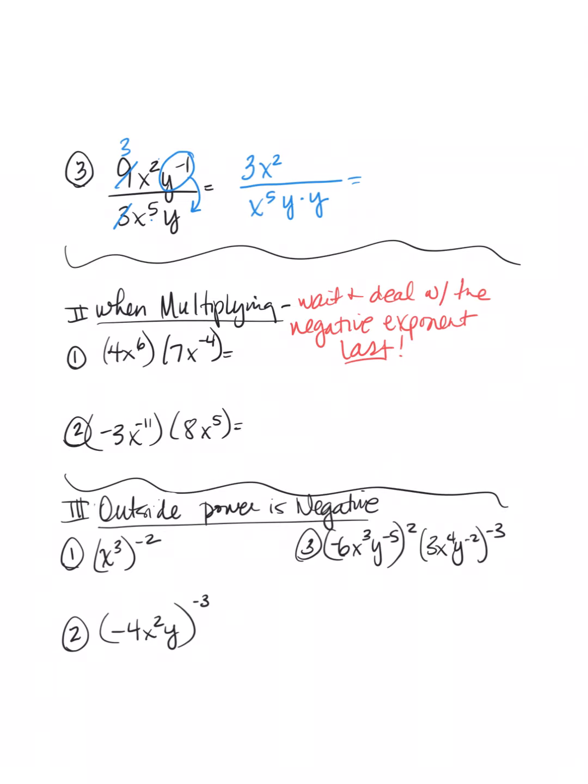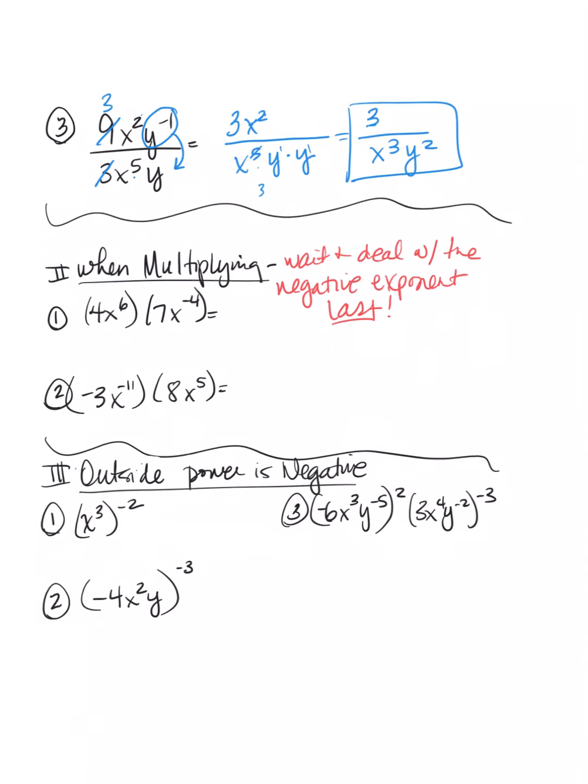So if I clean this up, that 3 is going to stay where it is. There's 2 x's on top, there's 5 on bottom, so that'll cancel down to just 3. And then I have y times y, which is y squared. So 3 over x cubed, y squared.